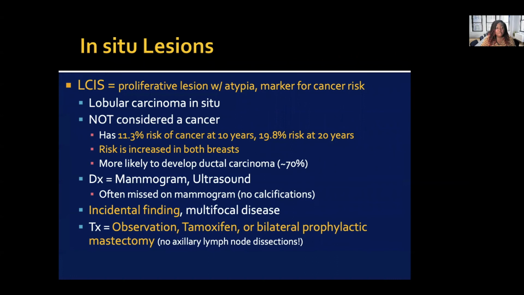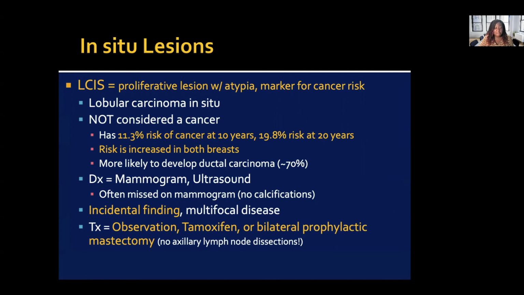It has an 11.3% risk of cancer in the breast at 10 years and a 19.8% risk of breast cancer at 20 years. The risk is increased in both breasts. So you can have a lesion in one breast, but it also increases your chance of developing breast cancer in the other breast. It's more likely to develop into a ductal carcinoma, however.